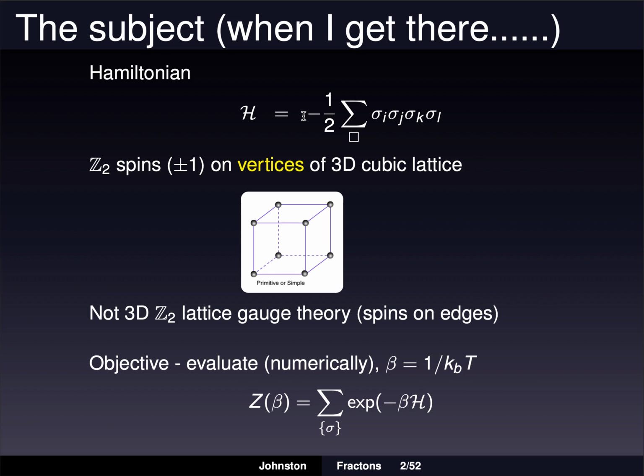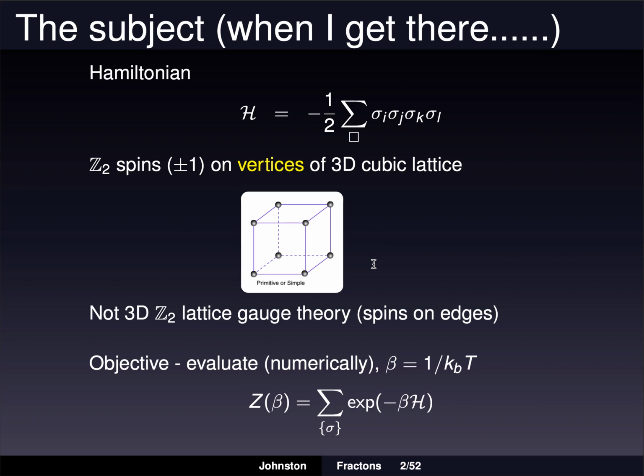It has classical spins, they're Z2 spins, plus and minus 1 spins, which live on the vertices of a 3D cubic lattice. And the Hamiltonian, the object that gives the energy of the model, is given by the product of 4 of the spins around the edges on this cubic lattice, the plaquettes on the cubic lattice. And it's worth emphasizing at this early point that this isn't 3D Z2 lattice gauge theory, the model that's dual to the 3D Ising model.